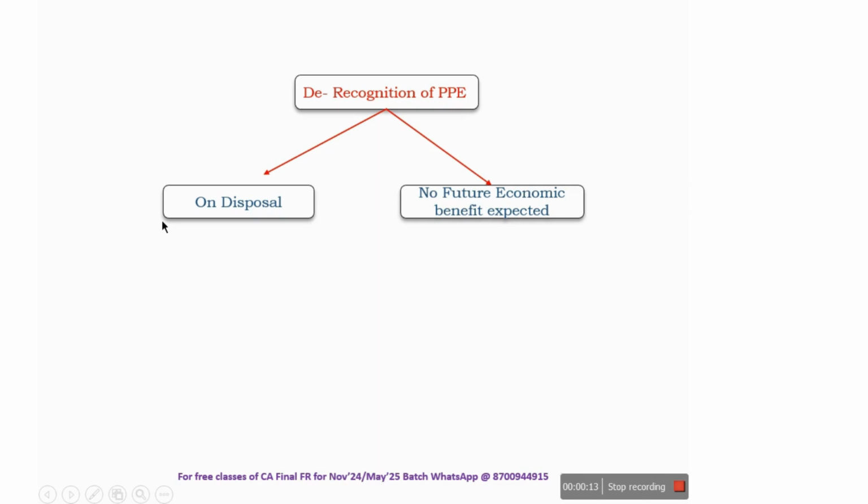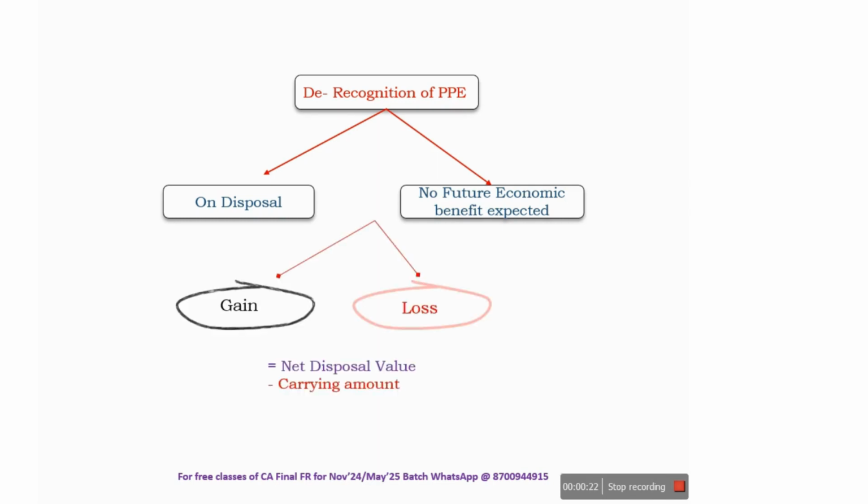The next topic that we are going to cover is derecognition of PPE. As per Ind AS 16, it can be in two cases. One is on the disposal of the asset, and another is if no future economic benefit is expected from the usage of that asset. In that case, there may be a gain or a loss. It will be decided based on the net disposal value minus carrying amount, and the gain or loss will be included in P&L but not as revenue.